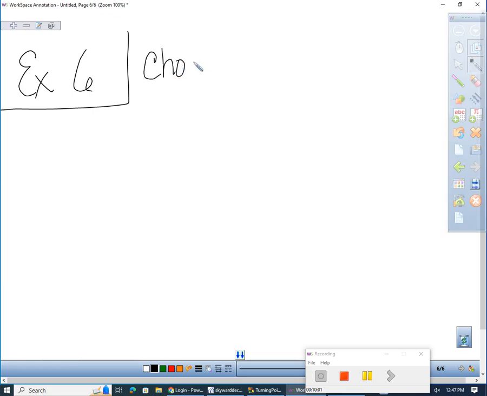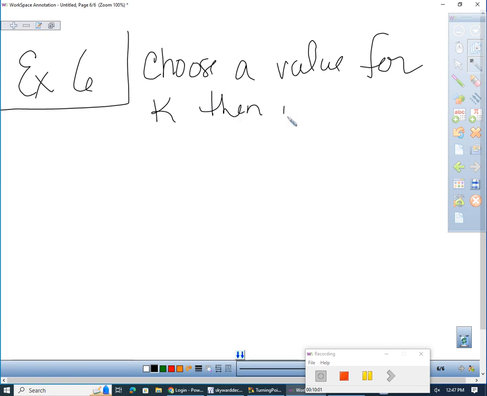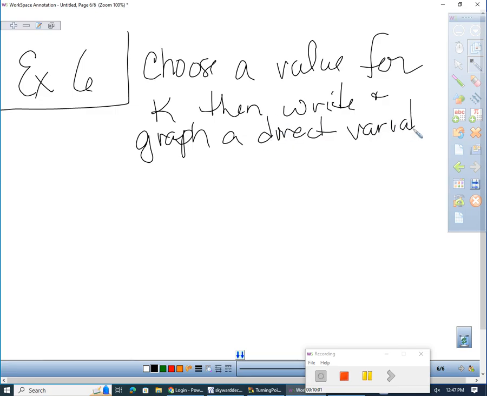Choose a value for k, then write and graph a direct variation. And it's going to give you something like this. Maybe 1 is less than k less than 3. So you just have to choose a k value between 1 and 3 somewhere.